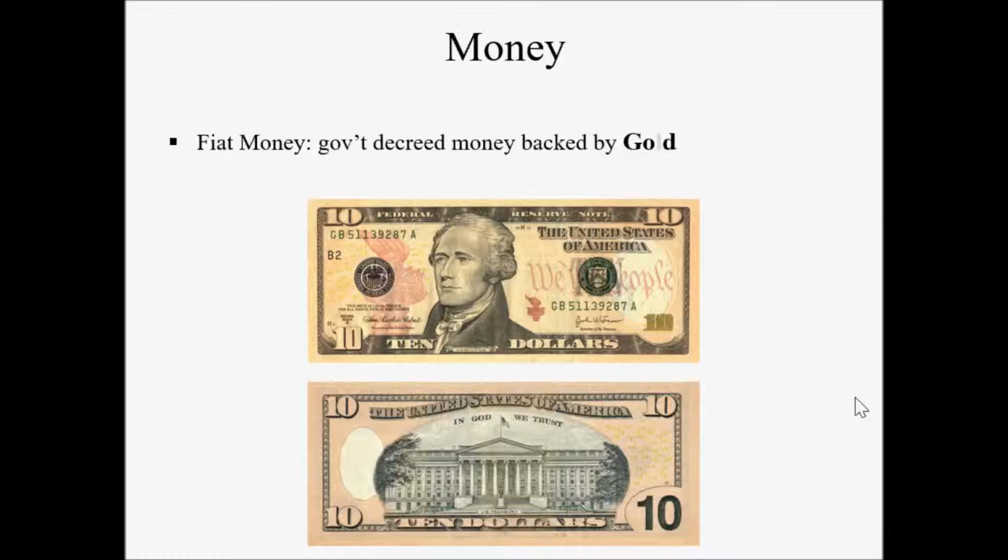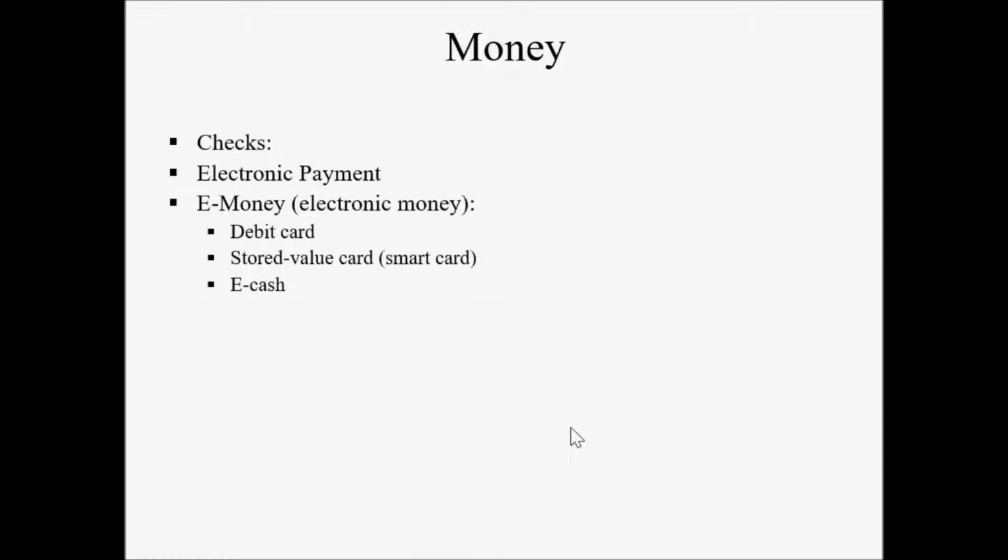The US was not the first fiat currency. When the Sichuan government took control of the Chao II in 1023, the Chao II became the world's first fiat money. In 1931, the British pound became fiat money. Today, money is in the form of checks, electronic payments, e-money, like debit card, stored value card, e-cash.